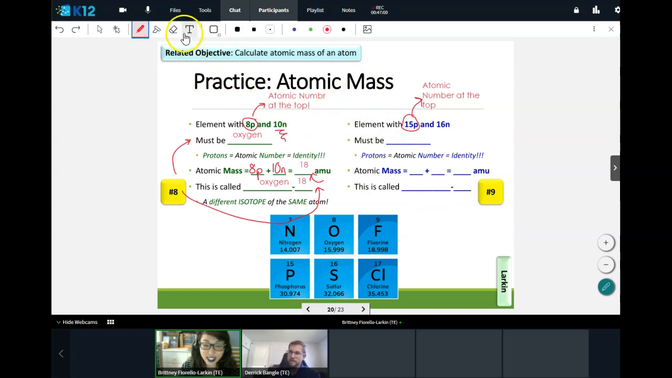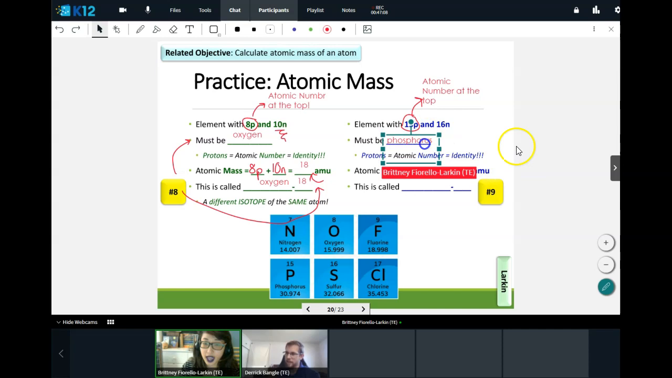Delicious. Yes, this one is going to be phosphorus. Its identity must be phosphorus. Anything with 15 protons must always be phosphorus. And its mass, though, can change. So mass is going to be 15 protons, which we must always have. But with this one, it's 16 neutrons. What is 15 plus 16? Yes, Tara. Yes, Jasmine. Yes, 31 AMUs.